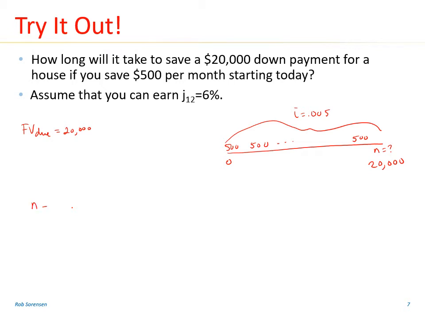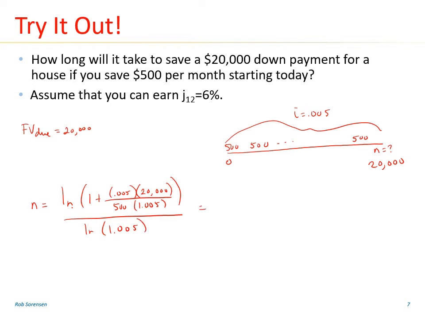So let's go ahead and use the other formula for n: the log of 1 plus I times the future value due over the payment of 500 times 1 plus I, and then divide all that by the log of 1 plus I. Hopefully you started out with that, and if we got it into the calculator correctly, we get 36.39.